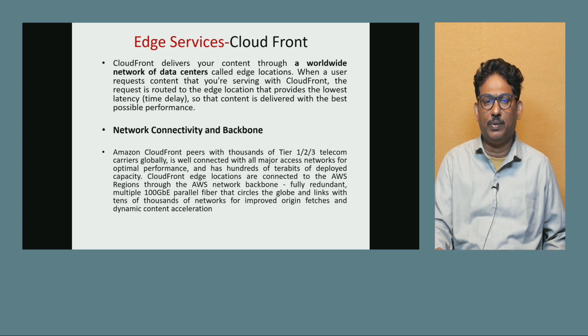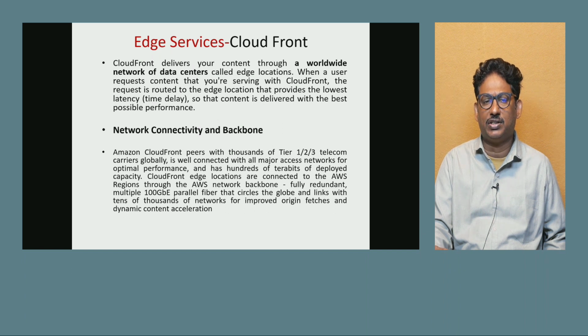Amazon CloudFront peers with thousands of telecommunication networks, which are tier 1, tier 2 and tier 3, so it is globally well connected with all major access networks for optimal performance, and has hundreds of terabytes of deployed capacity. The CloudFront edge locations are connected to the AWS regions through the AWS network backbone, which is fully redundant and uses 100 GbE parallel fiber, with a global network of networks.